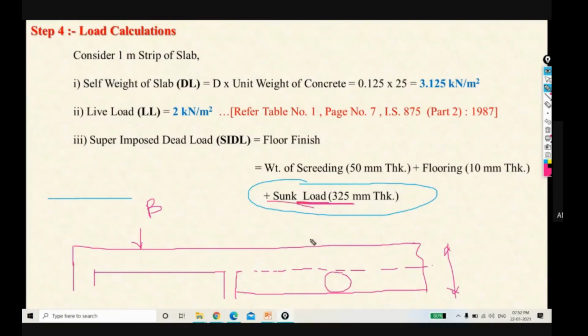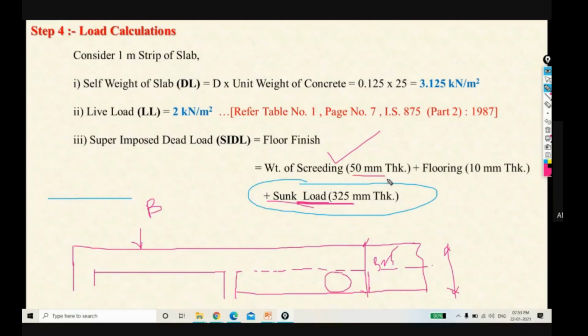So that's why we have to consider the sunk load also. Here we have considered this sunk thickness, which is generally assumed to be 325. So we have to consider the thickness or the weight of that 325 material also. Now here for the slab, or on the slab, we have considered screeding.